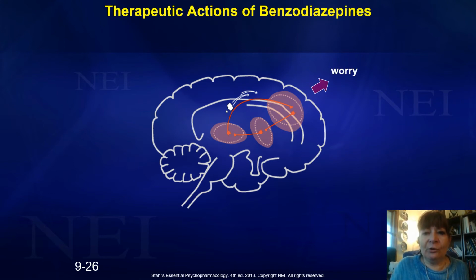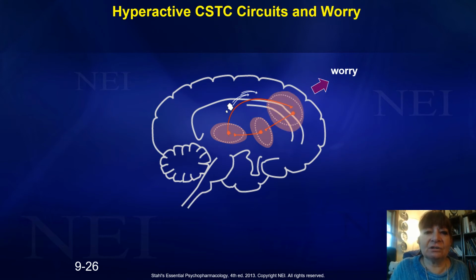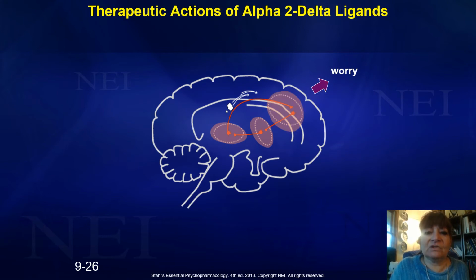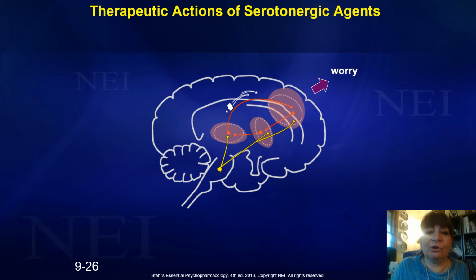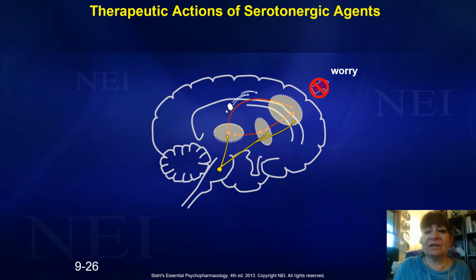So there we have worry, and if we give a benzodiazepine and enhance the GABA, the worry is extinguished. Same if we administer an alpha-2 delta ligand. Worry is extinguished. And if we were to give serotonergic medication, increase the amount of serotonin in that area of the brain circuits to extinguish the worry.